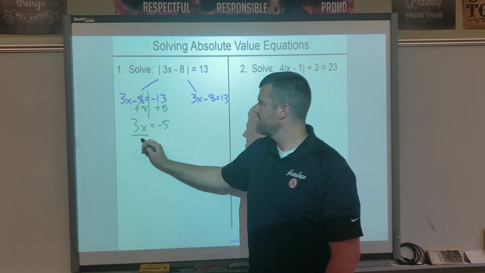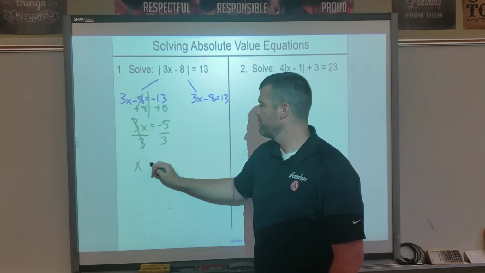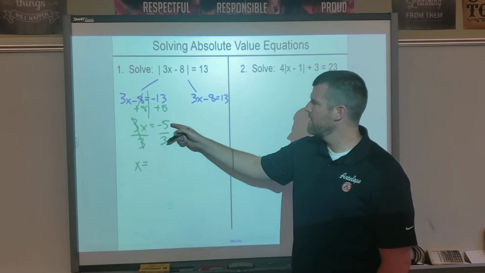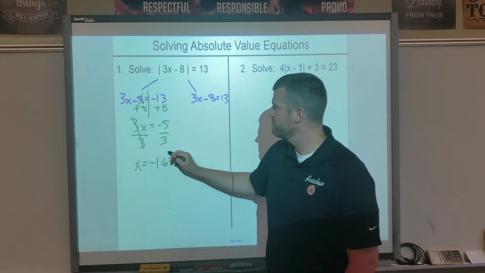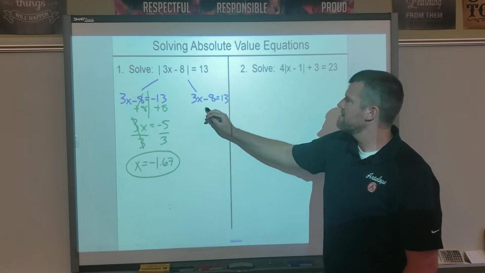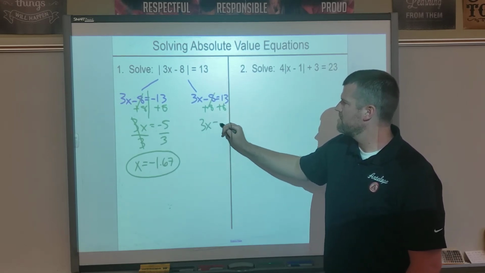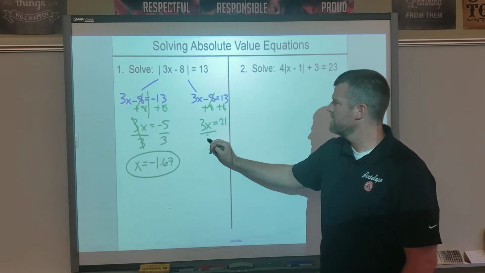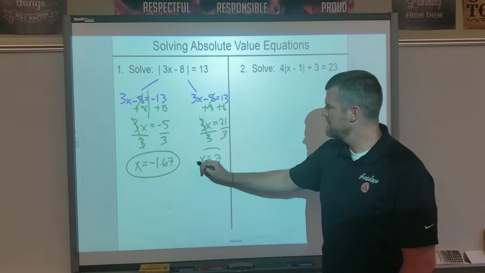This one's going to give us a fraction. That is perfectly fine. If you prefer to turn it into a decimal, negative 5/3 is the same as negative 1.67. And then for the second one, 3x equals 21, which means 1x will equal 7.